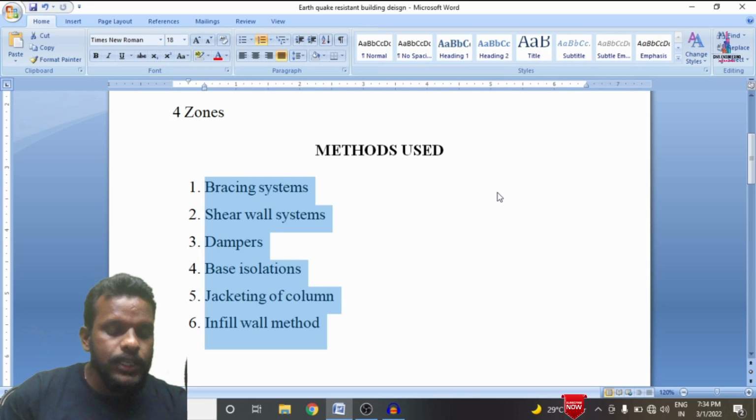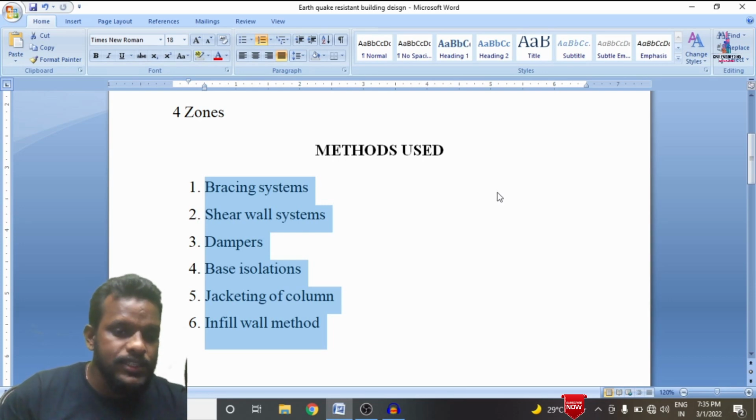Okay, so these two are the basic methods we will use for decreasing the seismic effect on the structure. The fifth one is related to the jacketing of the column. Jacketing is the method most people use nowadays because it is economical. This jacketing method is a powerful tool for designing earthquake resistant structural concepts. Under this category, we need to increase the size of the existing column or beam.